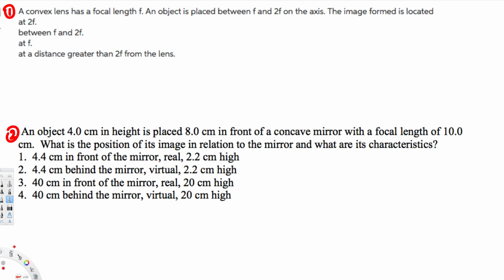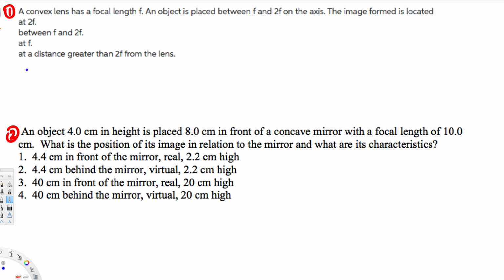Let's do this problem right here. The first question is asking: a convex lens has a focal length f. An object is placed between f and 2f on the axis. The image is formed at which distance? Now let's see how we can figure it out.